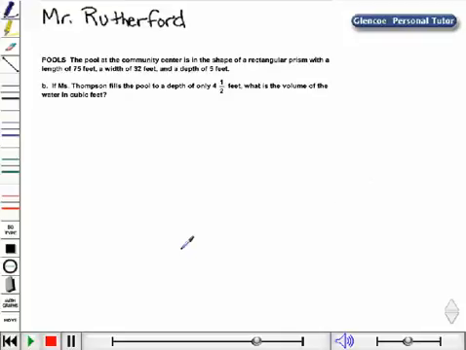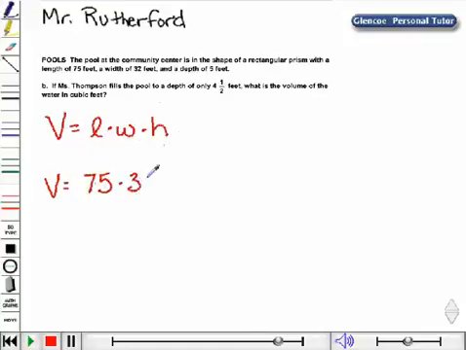B. If Ms. Thompson fills the pool to a depth of only 4½ feet, what is the volume of the water in cubic feet? Well, in this part, we're going to find volume, so we're going to use volume equals length times width times the height. Now, in this case, height is going to be the depth of the pool, and so we've changed the depth. We've filled it with water, and we still have a length, which is 75 feet, and we also have a width, which is the same, of 32 feet.